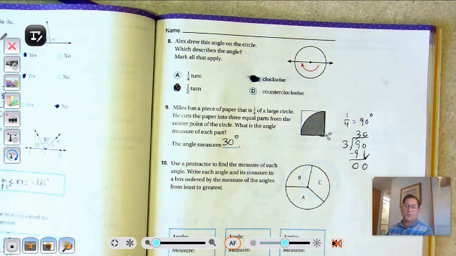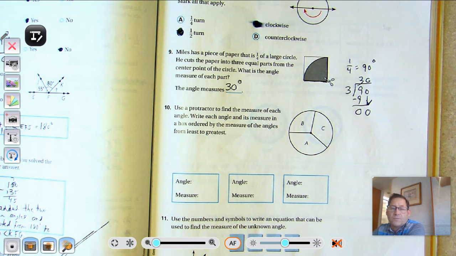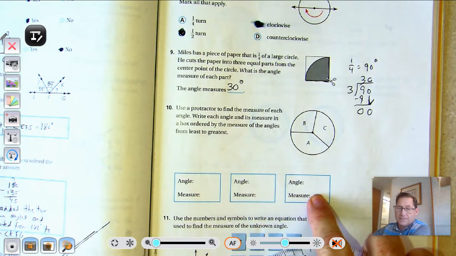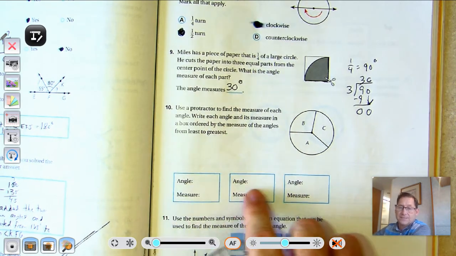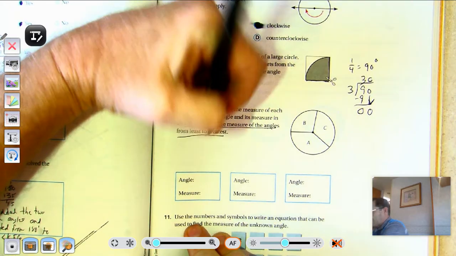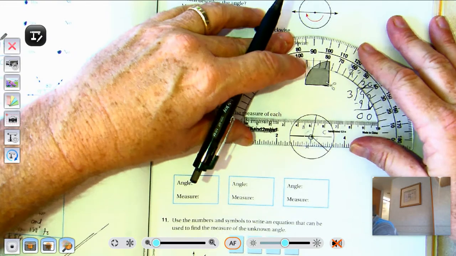Number 10, use a protractor to find the measure of each angle. Write each angle and its measure in a box ordered by the measure of the angles from least to greatest. Okay, so we're going to write the measures in here first before we write them in the box, because we have to put them in here, least to greatest. All right, let's do B. Doesn't matter which one you start with.